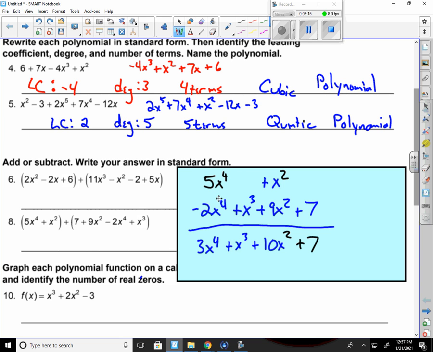Because I wrote them each in standard form to start with, now my answer is going to be in standard form. I can always check it to see. 4, 3, 2, there is no 1, and then there's no variable, so I know I'm done.